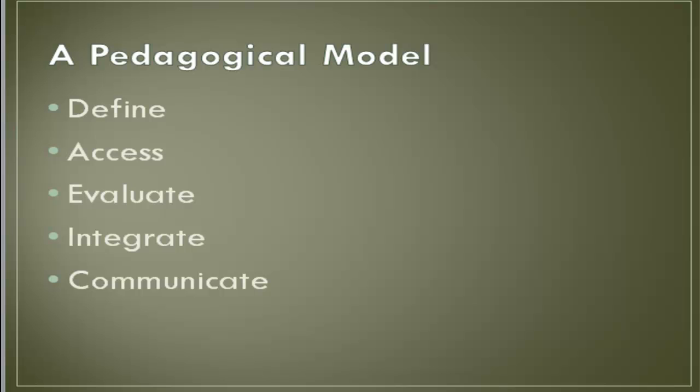Although the steps are presented in a linear way on the slide, the process is actually a cyclical one, because if the information is found to be irrelevant or invalid, the student has to go back to the access stage to find new and better information. We will use this model to engage in the information-seeking process together.